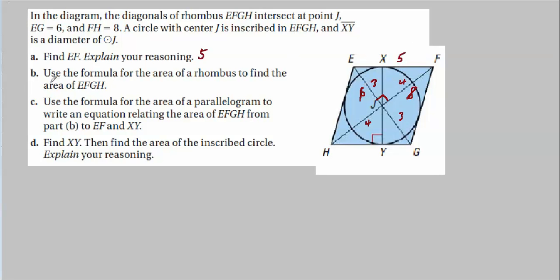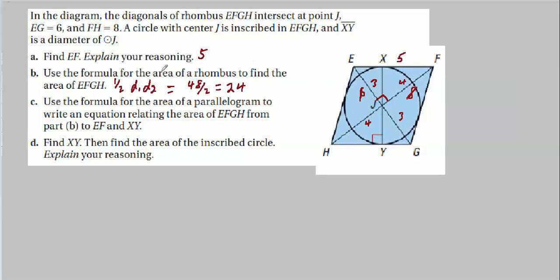Now the area of a rhombus. Well, our formula for the rhombus uses diagonals, doesn't it? That's 1/2 d1 times d2. These are our two diagonals. But they gave us that, didn't they? One is 6 and one is 8. So we get 6 times 8 is 48 over 2. So we get an area of 24.